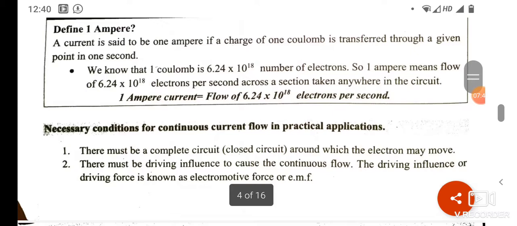So in order for a conduction or a flow of electrons, we need two things. One is we need a complete circuit. The circuit must be closed. There must be a closed circuit. The other thing is we need an electric effort, which is known as electromotive force. There is a driving influence to cause this continuous flow. The driving influence can be termed as electromotive force.